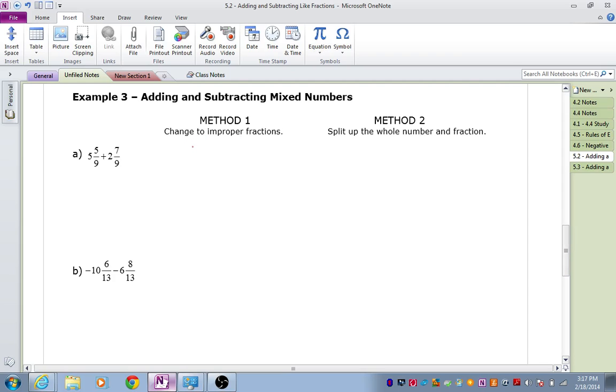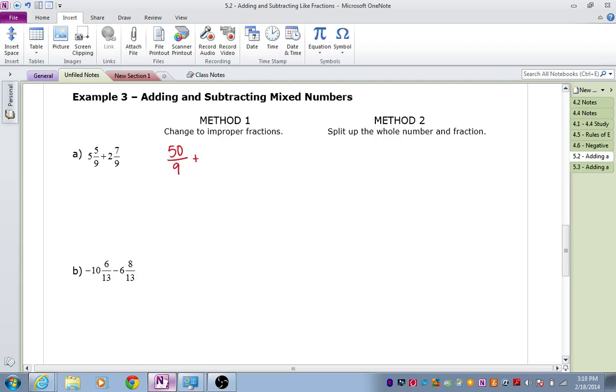Method 1 is to change your mixed numbers to improper fractions. So we have 5 and 5/9. The whole number times the denominator, so 5 times 9 is 45, plus the 5, so you get 50 over 9.